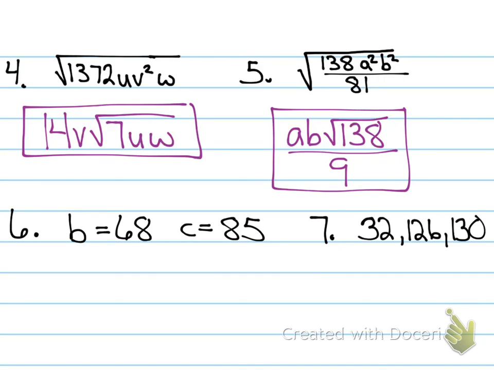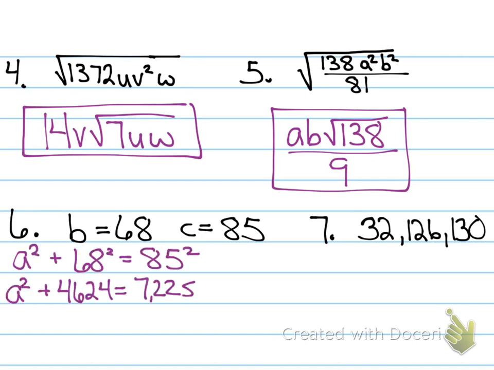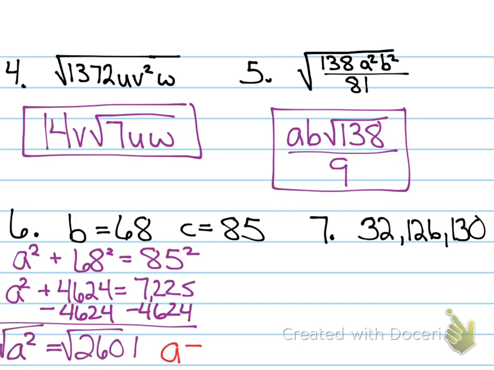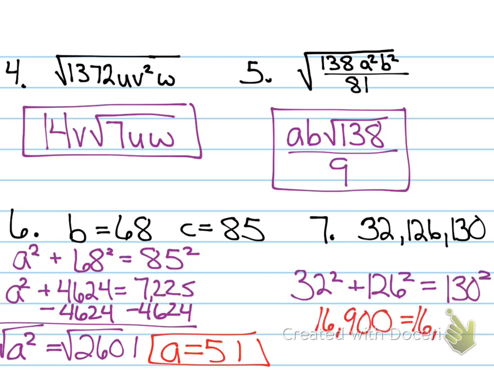All right, so we're solving for A on number 6. So we evaluate our exponents, subtract, square root it, and ironically enough, our answer is an even what? 51. All right, number 7, I substitute, and I just have to see, do both sides equal? Okay, and the answer is yes. This is not your answer.